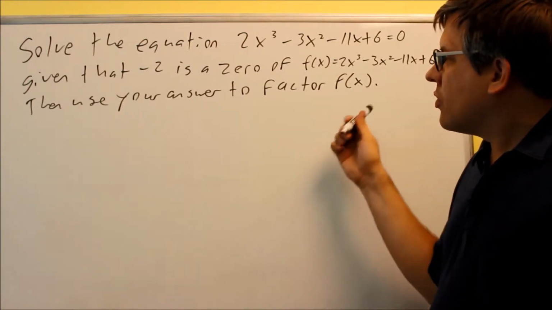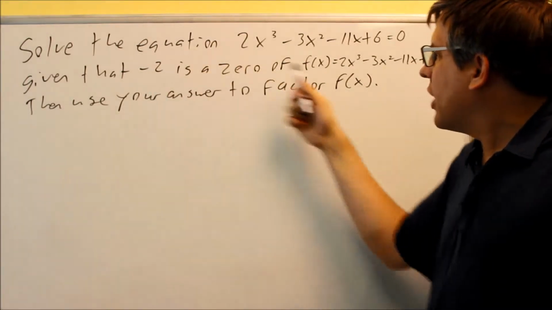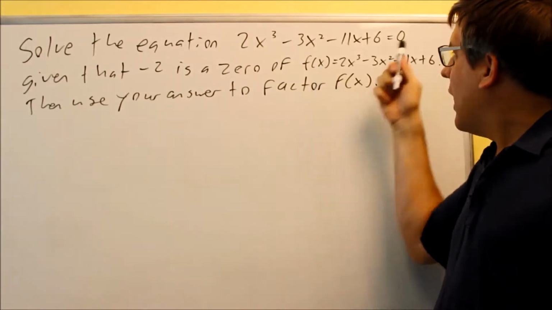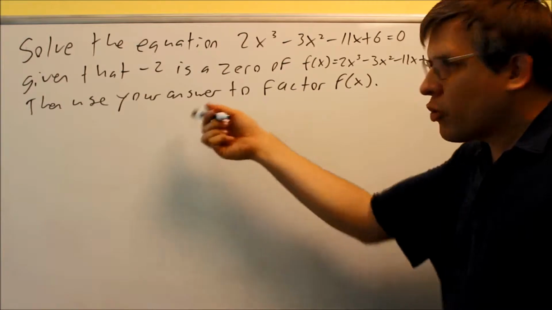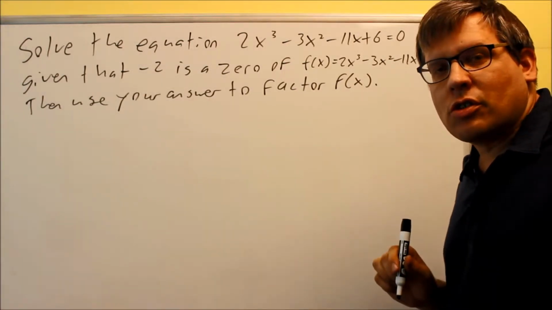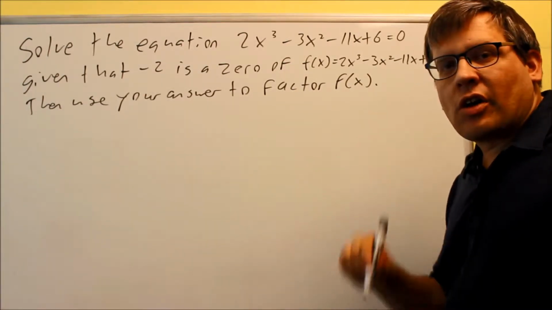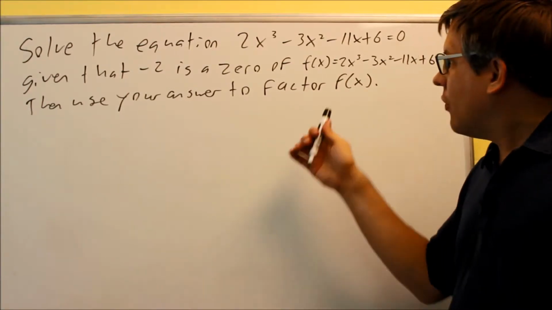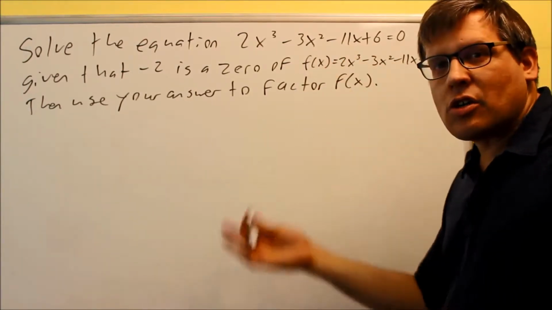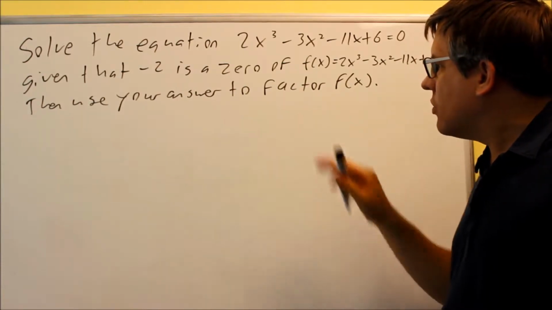Because again, when we do synthetic division, it's the same thing as putting negative 2 in here for x. And if I get a 0 as a result, that means that's what my remainder should be when I do synthetic division. Now what I also will get is another part of the equation of f of x that can be set equal to 0 and solved, and we're going to use that to factor.